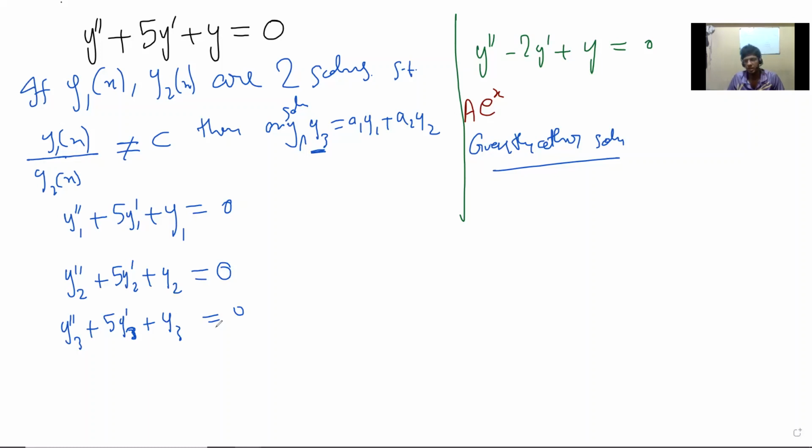We want to say that y3 is dependent on y1 and y2. So if that is not the case, why should it be k times y1? That is exactly what we're trying to prove. So we at least know that y1 and y2 are linearly independent.